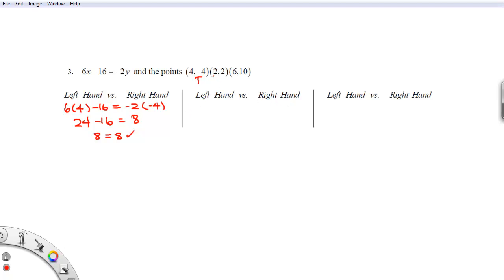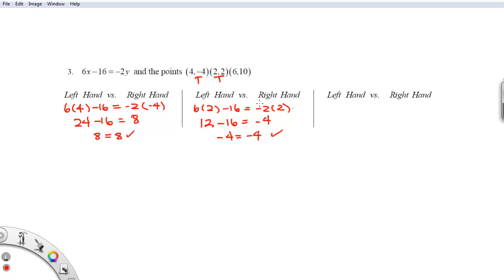Now let's look at the second ordered pair of 2 and 2. So the x and y are the same values. So 6 times 2 minus 16 equals a negative 2 times 2. 6 times 2 is 12. 12 minus 16 equals negative 2 times 2 is negative 4. So that tells me negative 4 equals a negative 4. So that's a true statement. So second ordered pair is true.